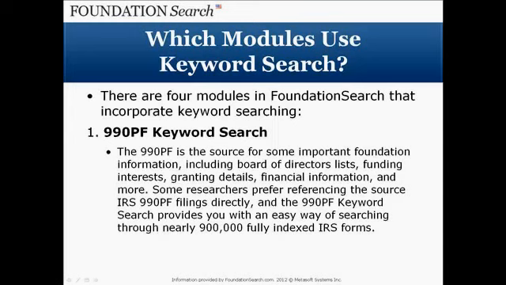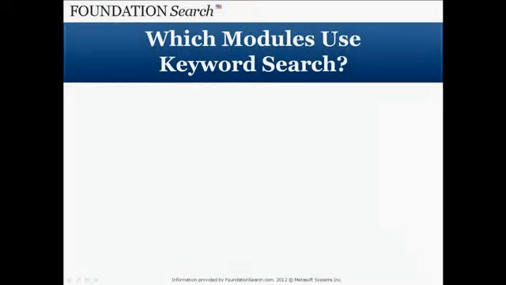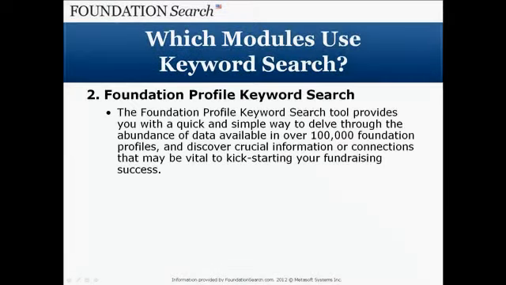Some researchers prefer referencing the source IRS 990pf filings directly, and the 990pf Keyword Search provides you with an easy way of searching through nearly 900,000 fully indexed IRS forms. Foundation Profile Keyword Search. The Foundation Profile Keyword Search tool provides you with a quick and simple way to delve through the abundance of data available in over 100,000 Foundation profiles and discover crucial information or connections that may be vital to kickstarting your fundraising success.